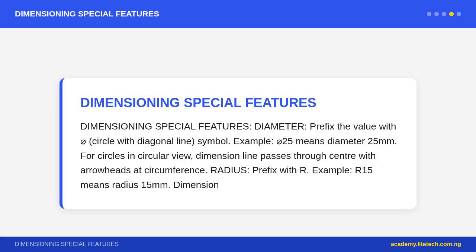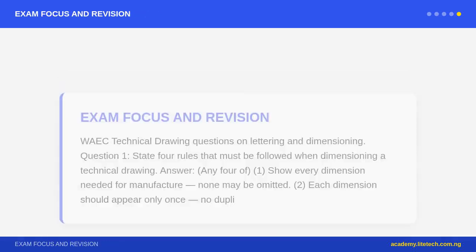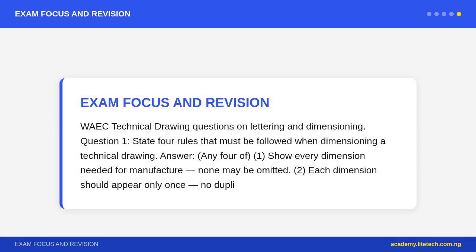3. Dimension lines should be drawn outside the part outline where possible. 4. Dimension values should read from the bottom or right of the sheet. 5. Small dimensions are placed nearest the drawing outline, large ones further out. 6. Extension lines should not touch the object outline. 7. Arrowheads must be uniform, solid, and closed triangular.